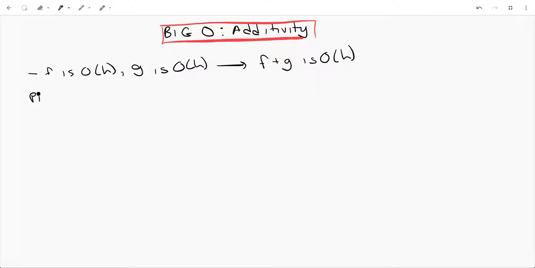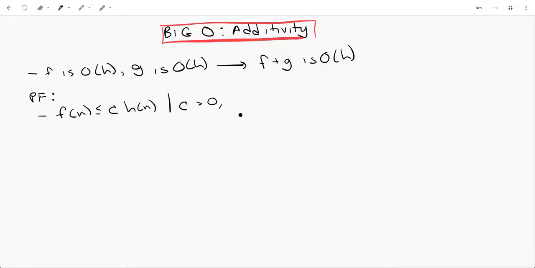Now we're going to do this. This is going to be very similar to a previous video on transitivity. I'll go ahead and link to that in the description. And we're just going to really piggyback off of the definition of big O. So f of n is going to be less than or equal to some constant c times h of n, where c is greater than zero.